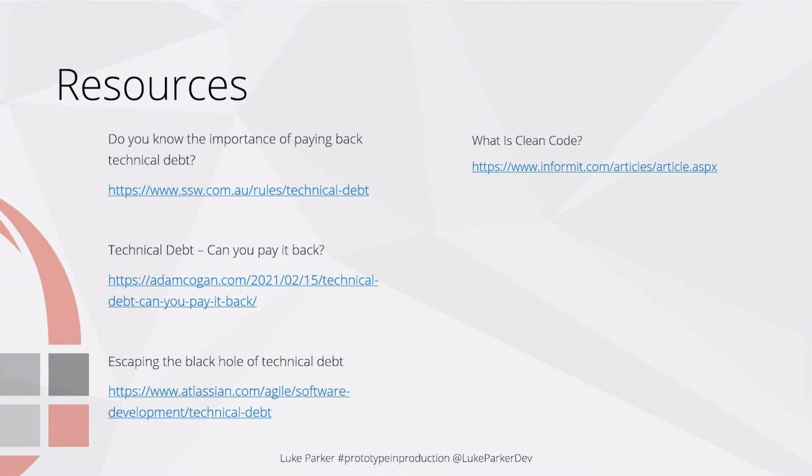So to wrap up, there's some resources here, the rules I mentioned at the start. We've got the tech debt rules on SSW Rules. There's a blog post by Adam about tech debt, paying it back. We've got another post from Atlassian about tech debt and a bit more of a general one, what is clean code?